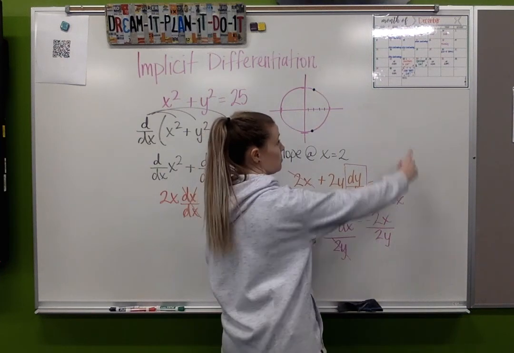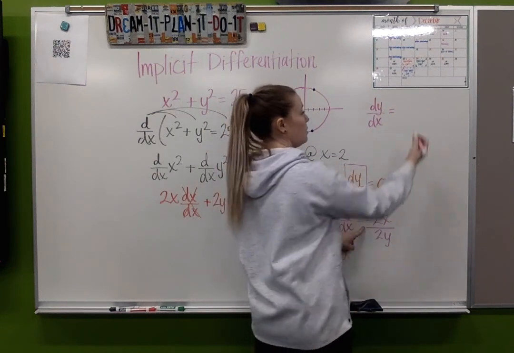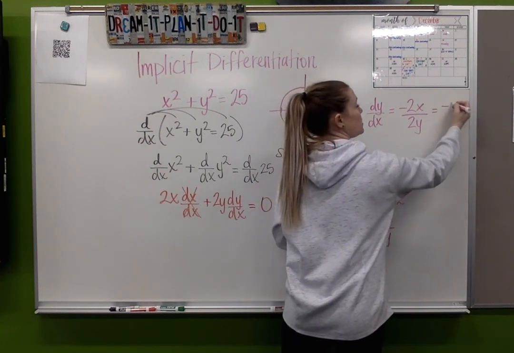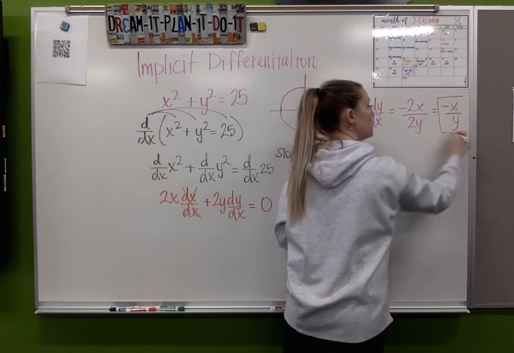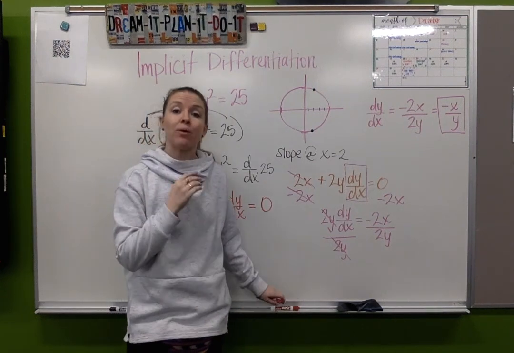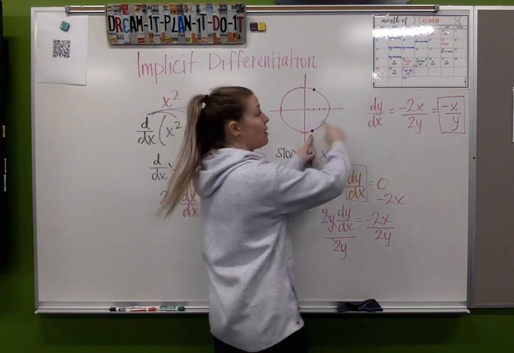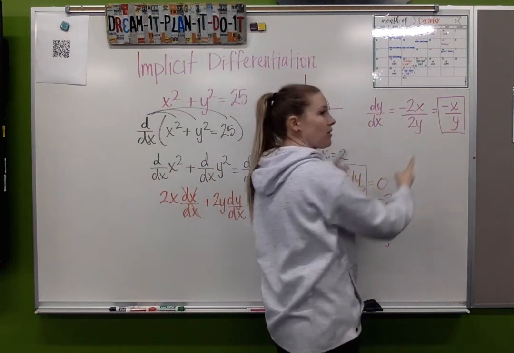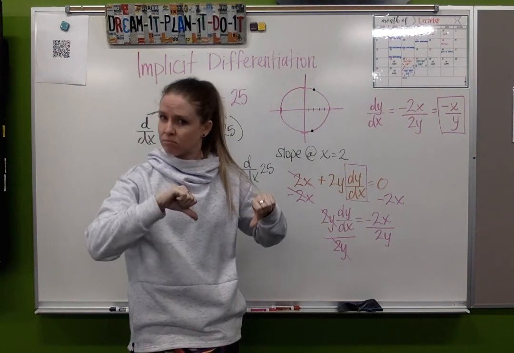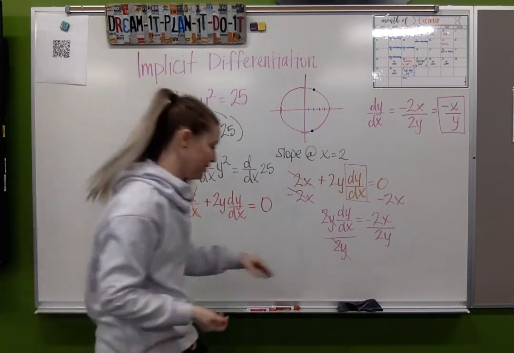And this now tells me that dy/dx equals negative 2x over 2y, which reduces to negative x over y. So we see that our derivative is now in terms of x and y, so I can plug in this point, the x value and the y value, and it's going to give me that slope. Does that make sense? A little bit? Yeah? Okay, let's work through another example, see how that feels.